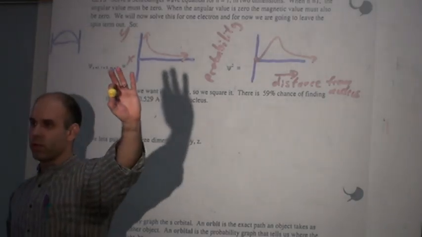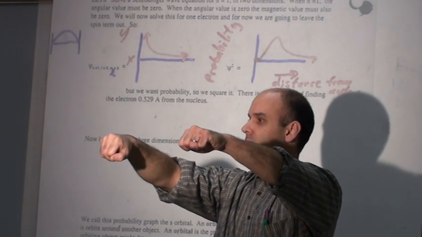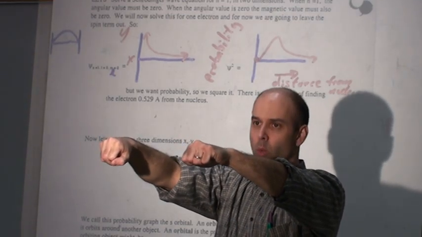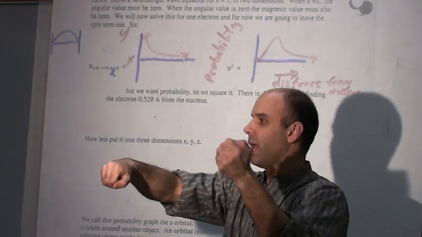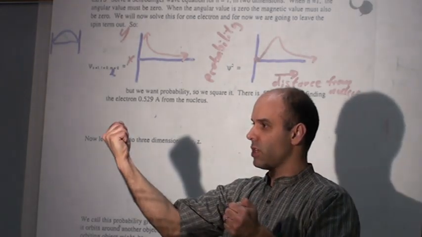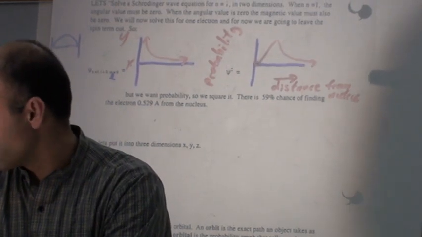So if I want to know where this little yellow ball is, what's the probability that it's in my left hand? What's the probability that it's in my right hand? 50%. Okay? We don't know where it is. All we can do is assign a probability to a location. 50% chance in my left hand, 50% chance in my right hand. So, same thing here. We are assigning a probability to a location.